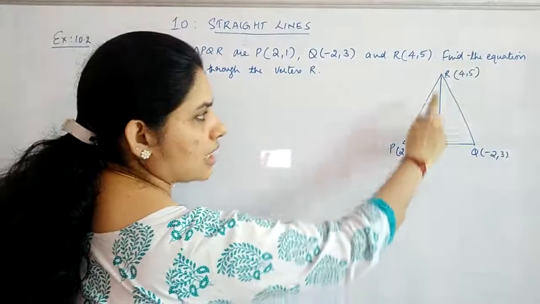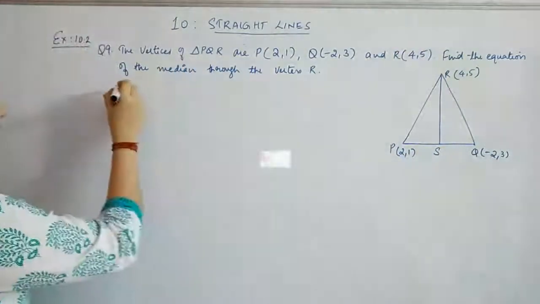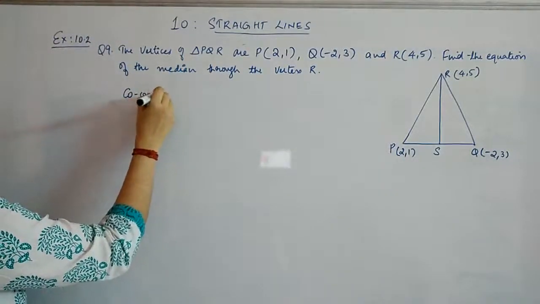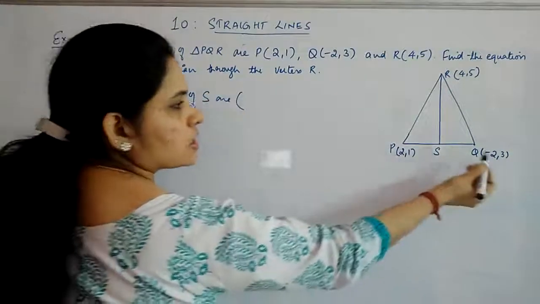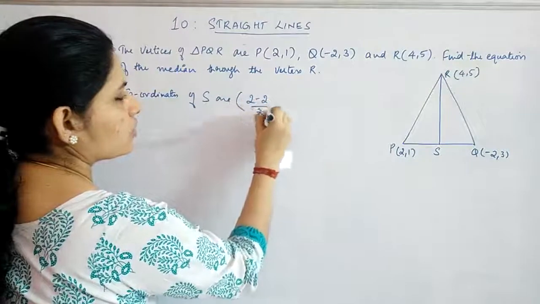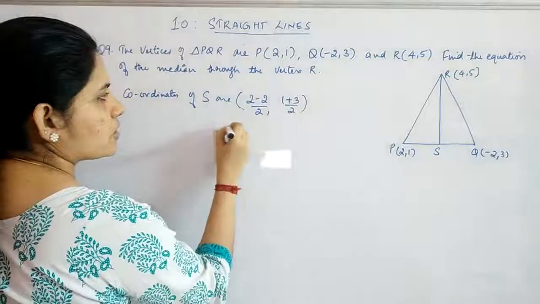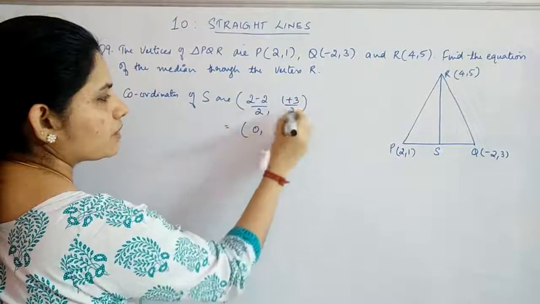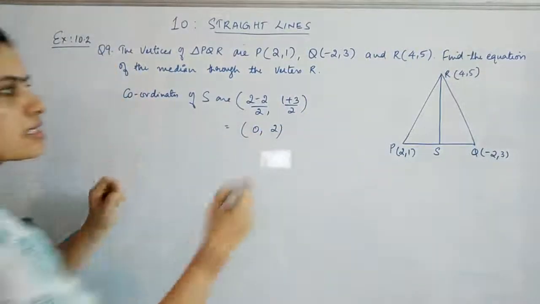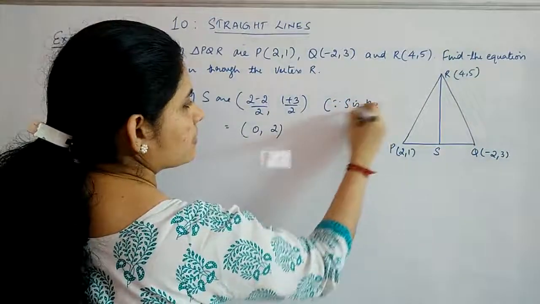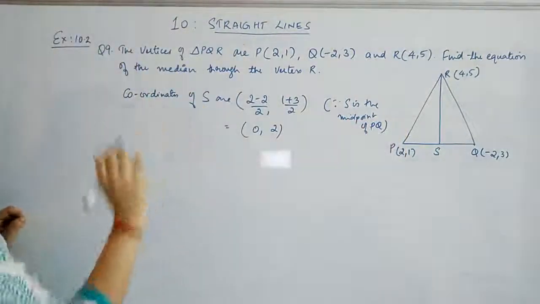Since RS is the median, S will be acting as the midpoint of PQ. So first we will find out the coordinates of S. Coordinates of S are (x1 plus x2)/2, so it is (2 minus 2)/2, comma, (y1 plus y2)/2, (1 plus 3)/2, which is equal to 0, 4 by 2, which is 2. Now why are we taking this? Because S is the midpoint of PQ. So you got the coordinates of S.